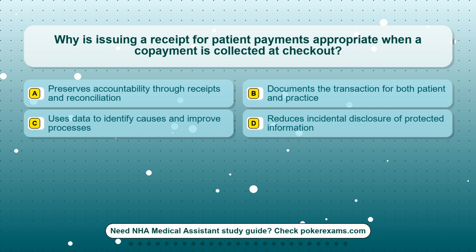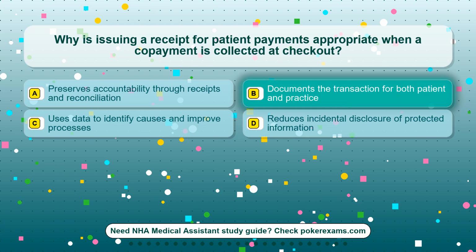Question 22. Why is issuing a receipt for patient payments appropriate when a co-payment is collected at checkout? Option A, preserves accountability through receipts and reconciliation. Option B, documents the transaction for both patient and practice. Option C, uses data to identify causes and improve processes. Option D, reduces incidental disclosure of protected information.